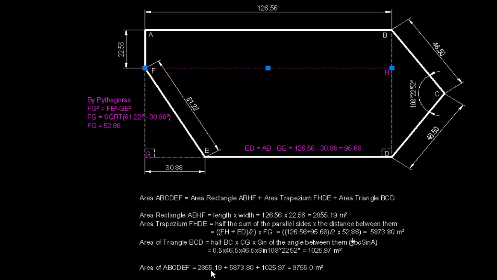So to work out the area of A, B, C, D, E, F, we add all of those together: 2855.19 plus 5873.80 plus 1025.97. We wanted the answer to the nearest 0.1 of a metre. That was required in the initial question, and that gives us 9755.0 metres squared.